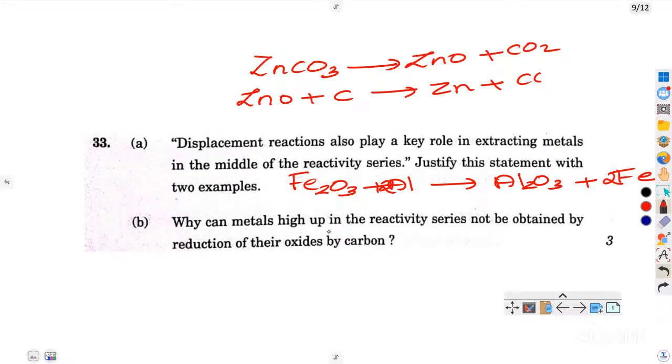Okay, why can metals high up in the reactivity series not be obtained by the reduction of their oxide by carbon? If you need sodium from sodium chloride, you will not get it reduced by carbon because of their high reactivity. Due to their high reactivity, electricity is required for the reduction process.